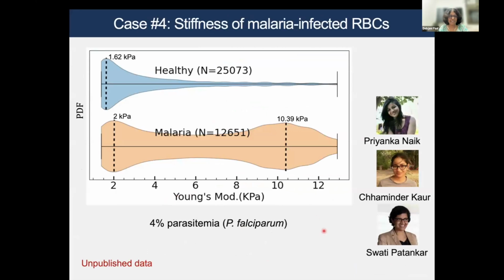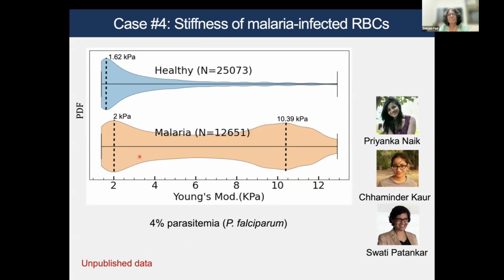The third case study was with malaria-infected RBCs. So my colleague Swati Patakar, who studies malaria here, and a student Chaminder and my student Priyanka, we started working together. So what we did is we took malaria in blood with 4% parasitemia. That means only 4% of the RBCs have parasite in them.